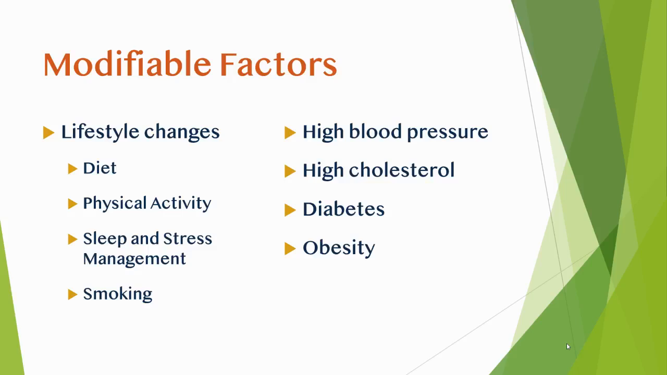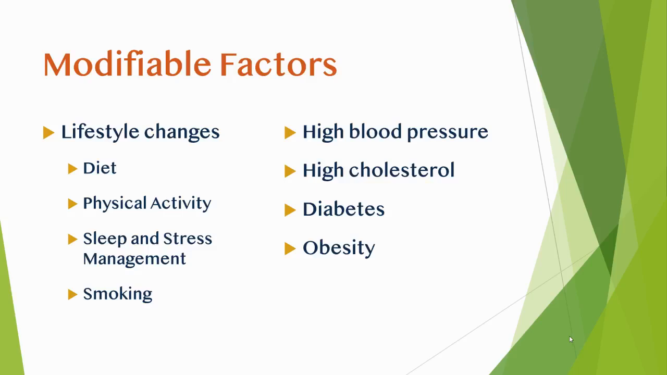These are called modifiable risk factors because these are things we can change within our lifestyle to help manage them. These are things like your diet, physical activity, sleep and stress management. Also key modifiable risk factors, particularly smoking. If you're smoking, that's going to majorly increase your risk. High blood pressure, high cholesterol, diabetes, obesity, all these are things we can do something about to lower the risk of the progression or onset of ischemic heart disease.